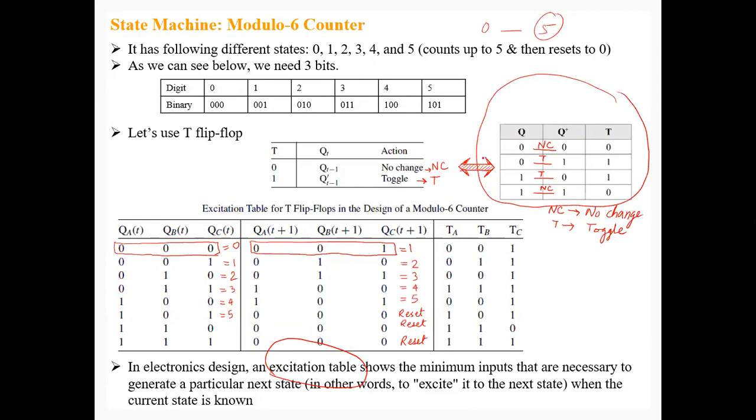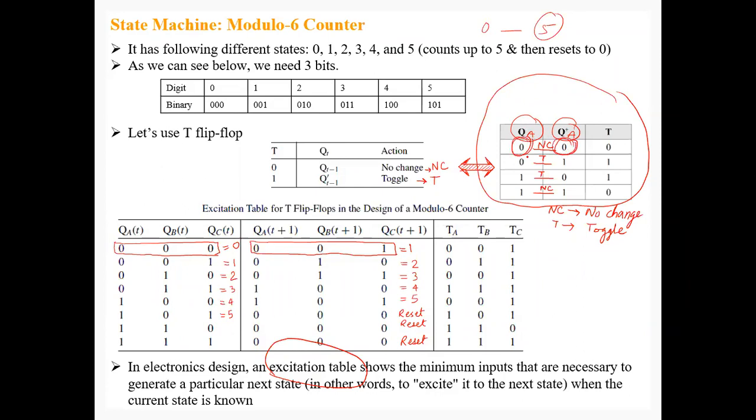So excitation table meaning, you know the initial state of QA. What is the final state of QA? Suppose, what are the combinations for initial and final state for QA? Your QA could be 0. The initial state could be 0, right? The final state could be 0. So initial 0, final 0.